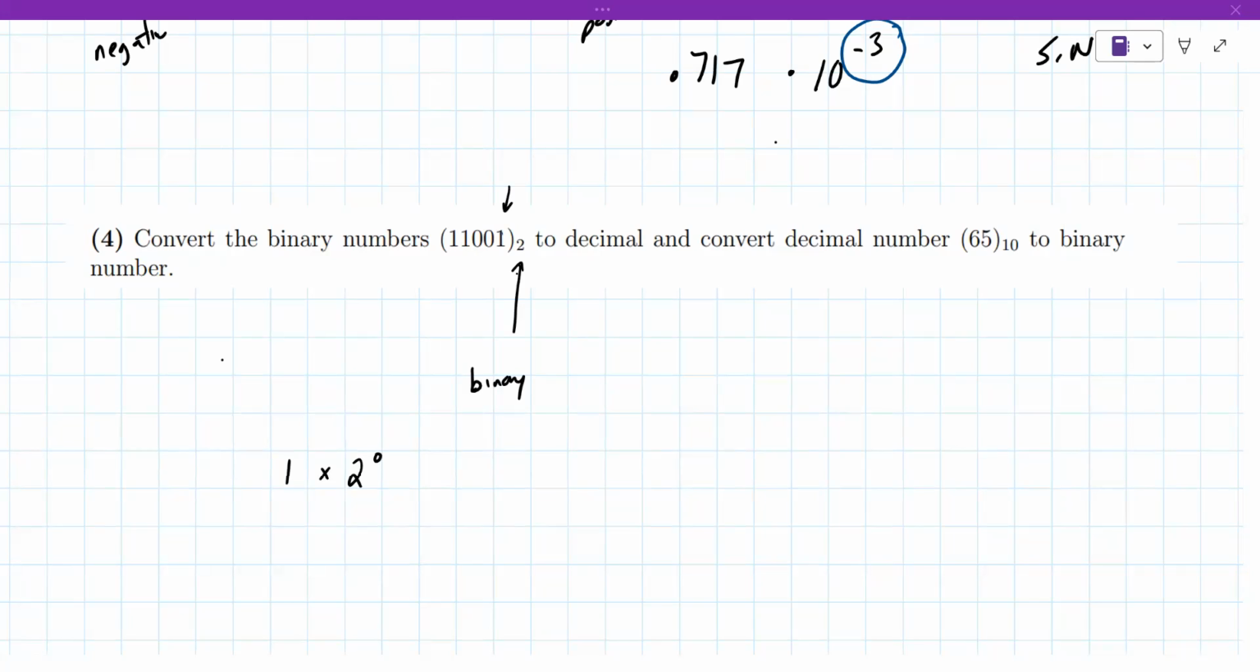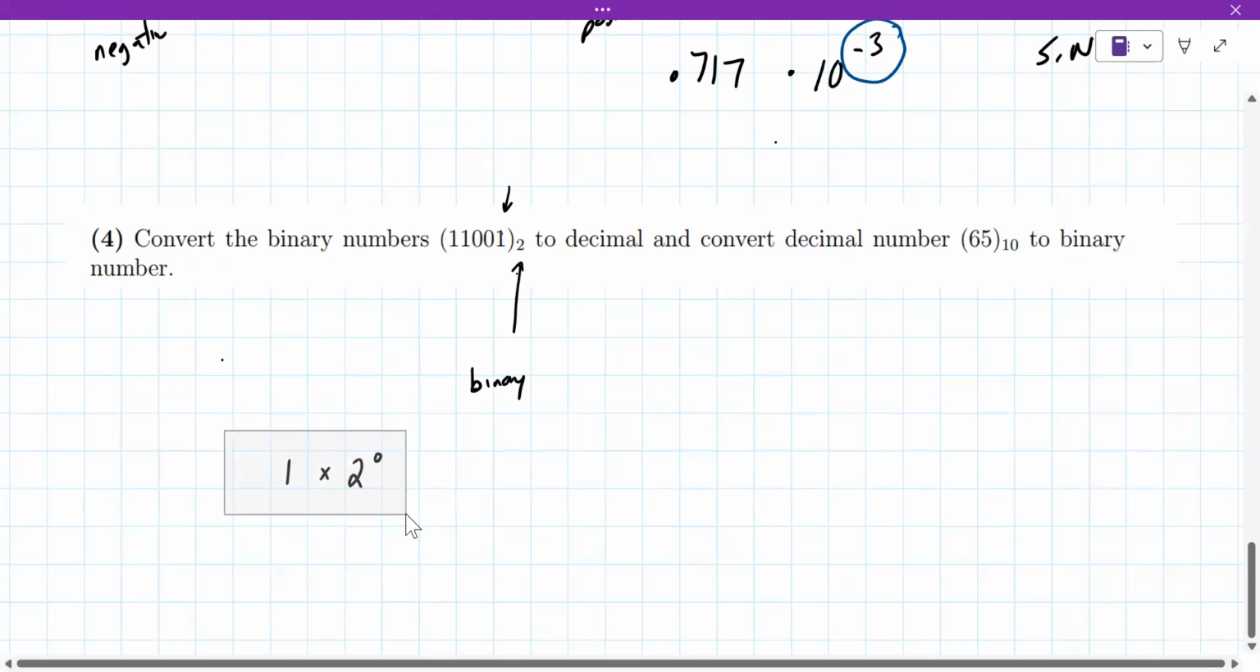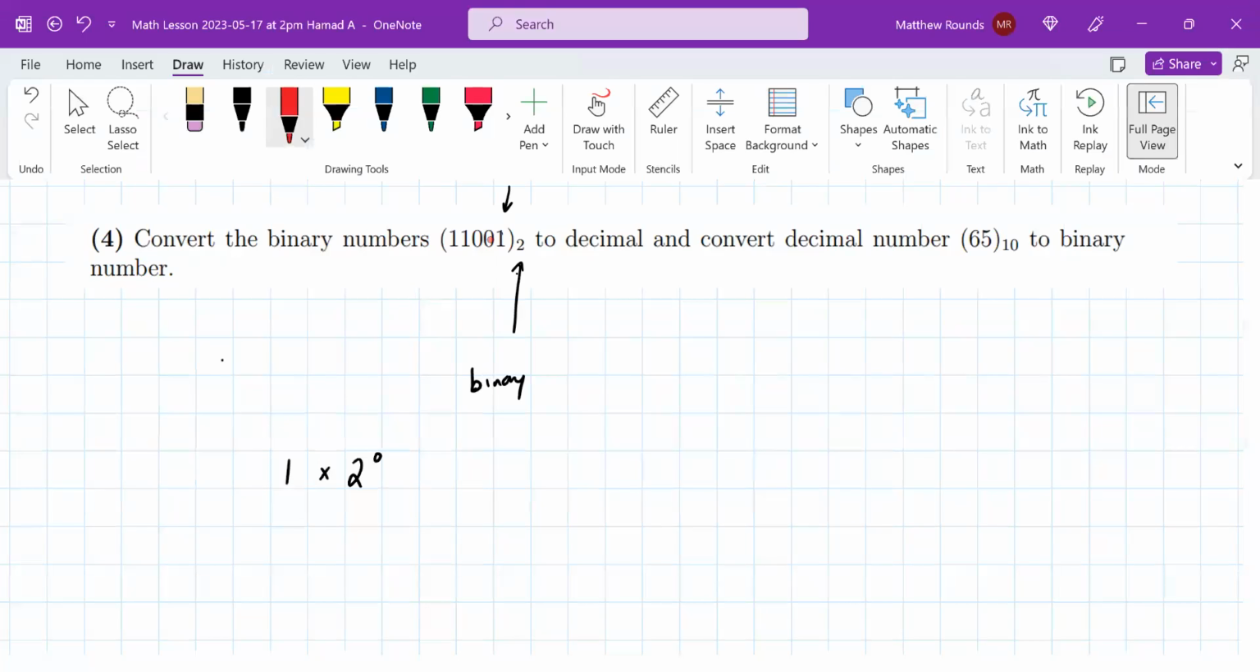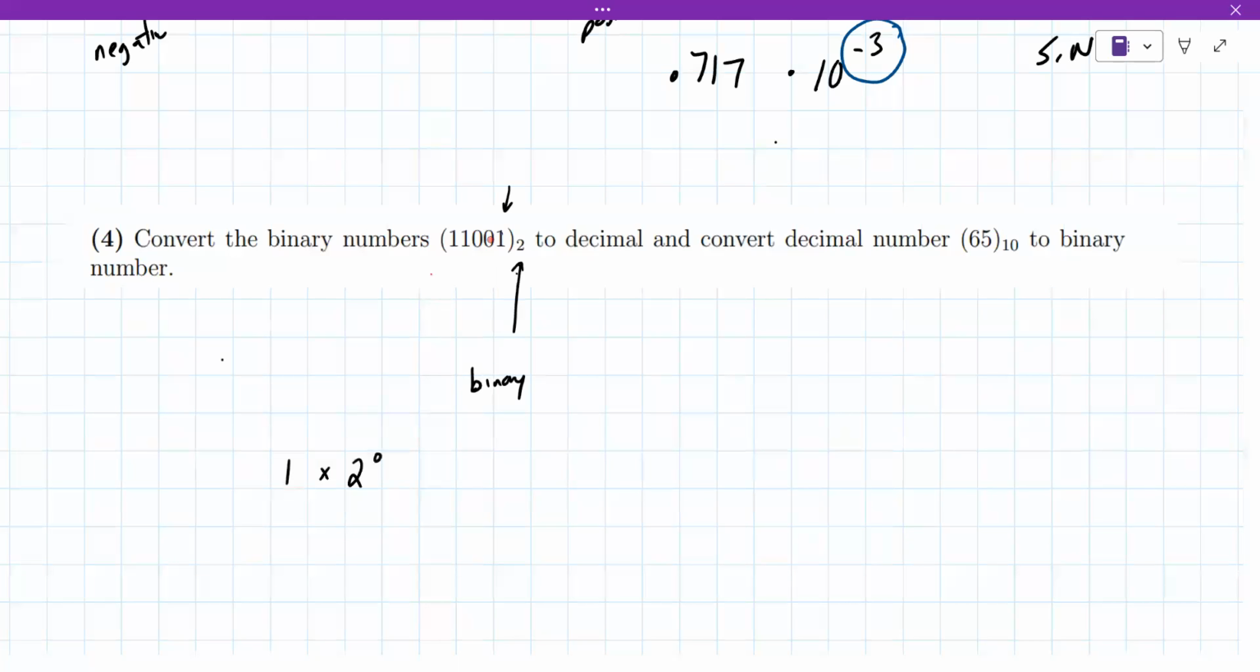Let me see if she shows it. Okay, she shows it slightly differently. That's okay, that's fine. Anytime I see a 2 like this, it's a binary. Like, let's say the 65 and the 10, is that binary as well? It's base 10 decimal, like we use. So that number in the lower right tells you what base you're in.